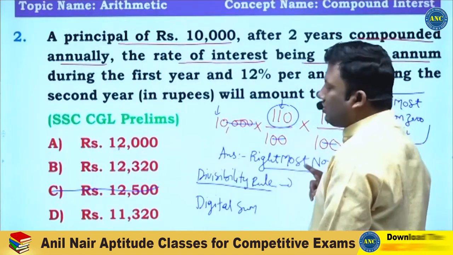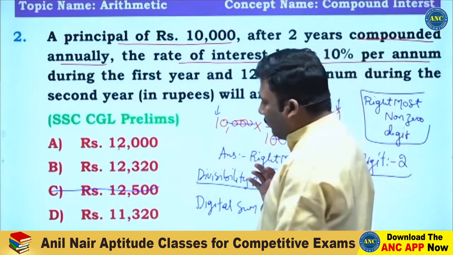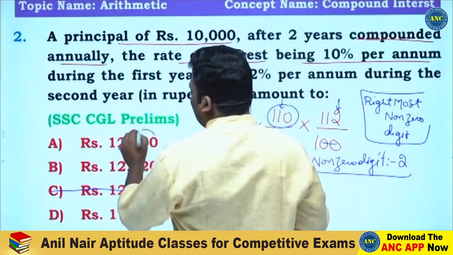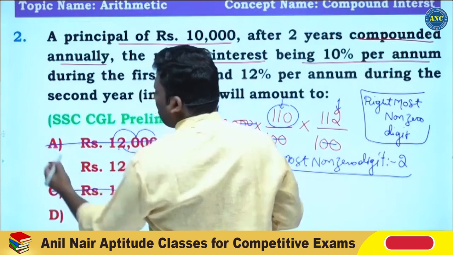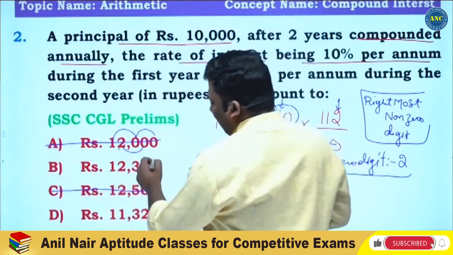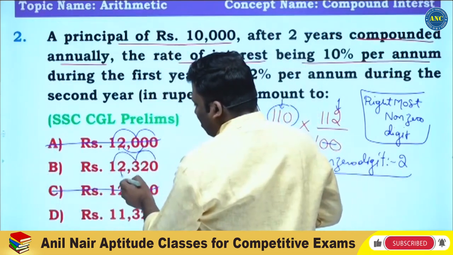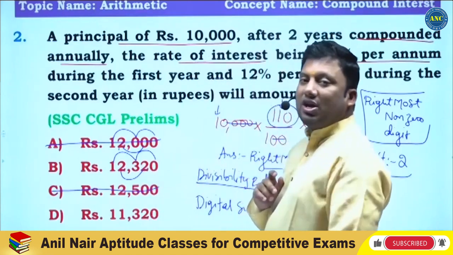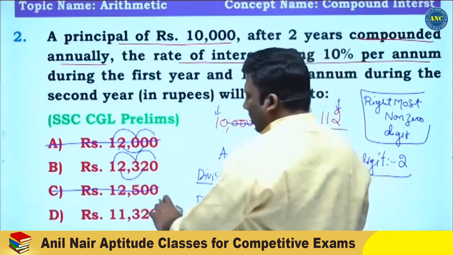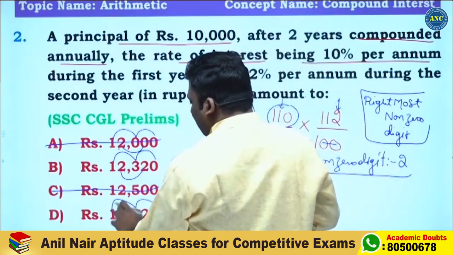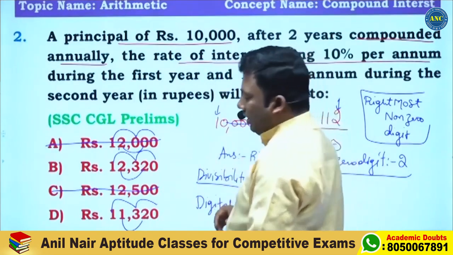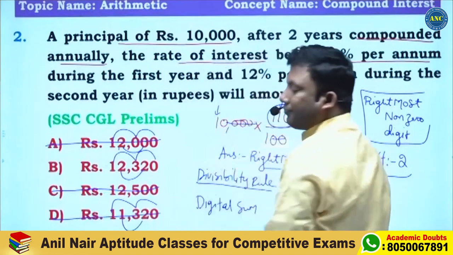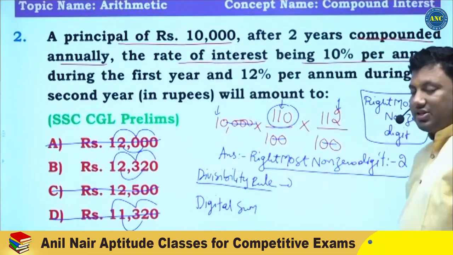The answer should be divisible by 11. So if I take the sum of the odd places and the sum of the even places, it is not divisible by 11. If I take the sum of the odd places and the sum of the even places, 4 minus 4, divisible by 11. If I take these, 4 minus 3, it is out. I hope the idea is clear.